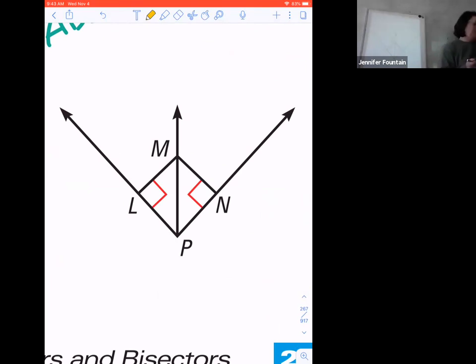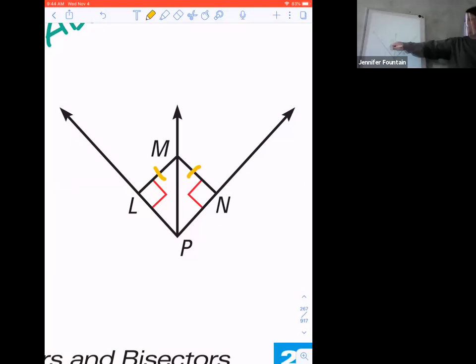PM is congruent to itself. Okay, that's going to be congruent to itself. What else do I know? What do I know about LM and MN? You can use that postulate, the perpendicular bisector theorem. I know that LM and MN are going to be congruent because point M is on the bisector. Therefore, from this point to this, it's going to be equal from that side.